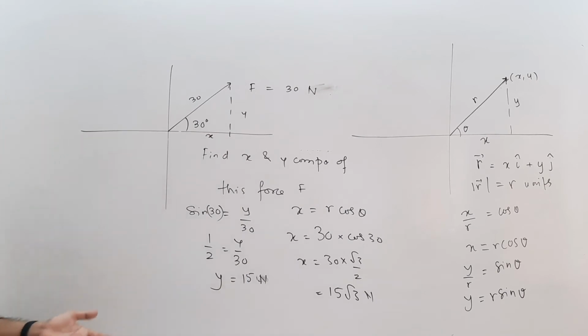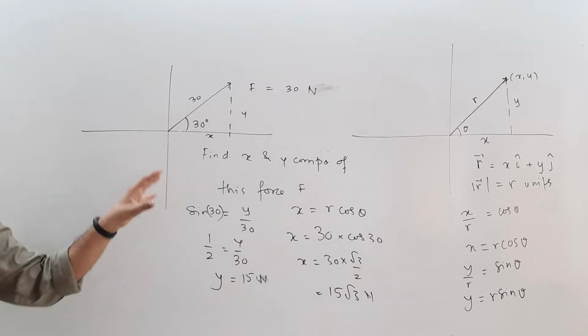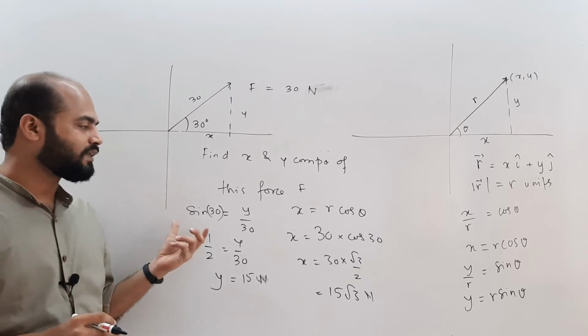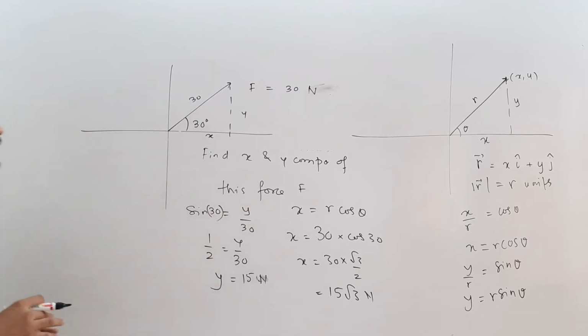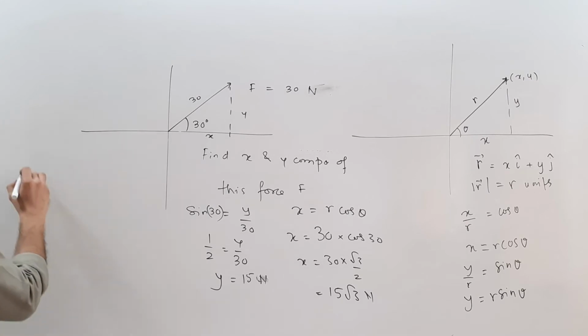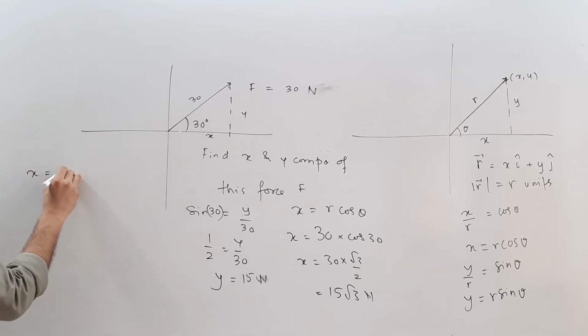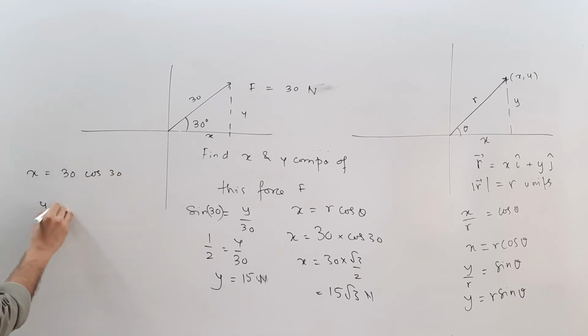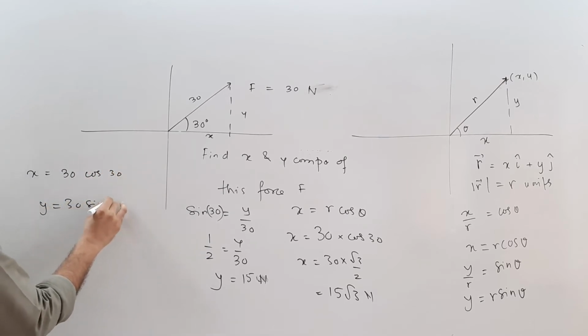So all that I have taken in resolution in this particular concept, what we do is we just take the sin theta and cos theta ratios. So we know that x equals 30 cos 30 and y is equal to 30 sin 30. That is the answer to this question.